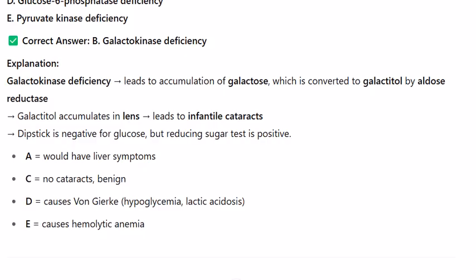A would have liver symptoms. C: no cataracts, benign. D causes von Gierke disease, hypoglycemia, lactic acidosis. E causes hemolytic anemia.